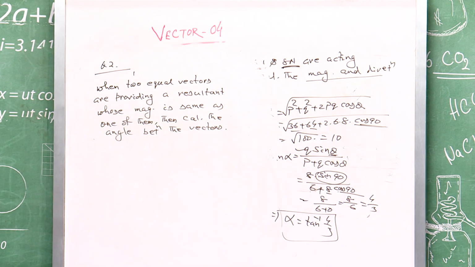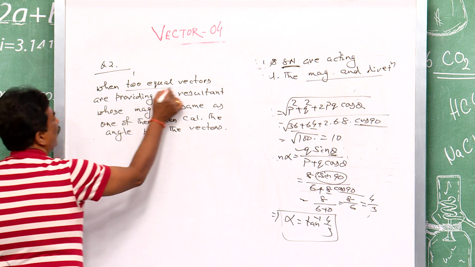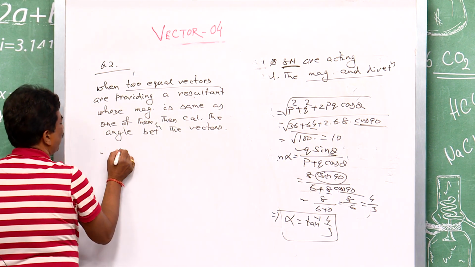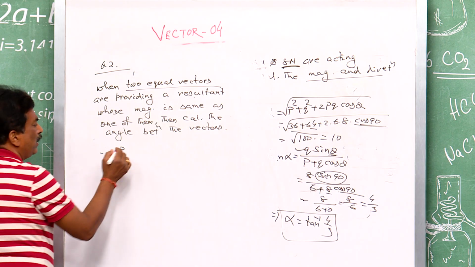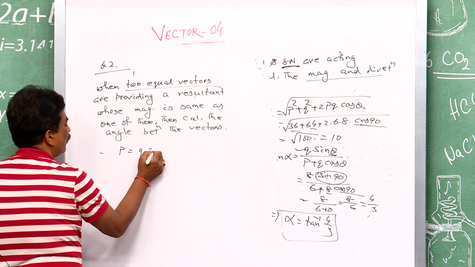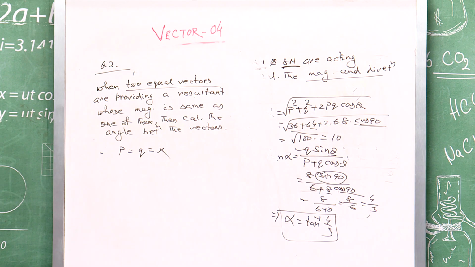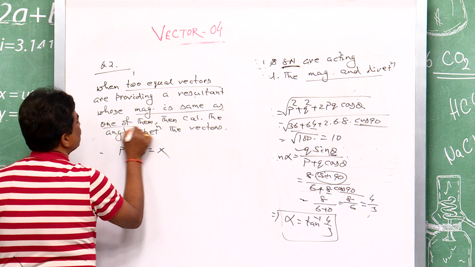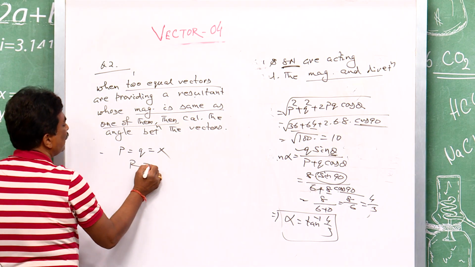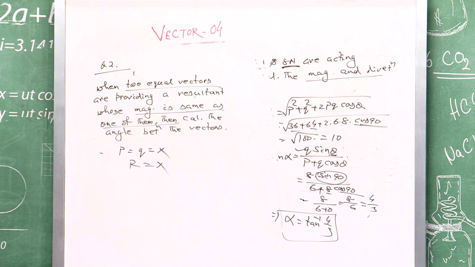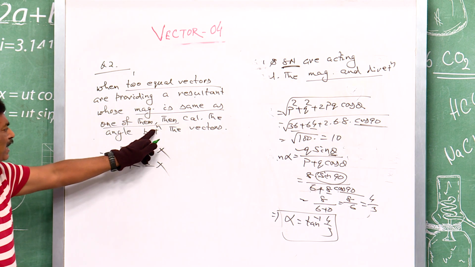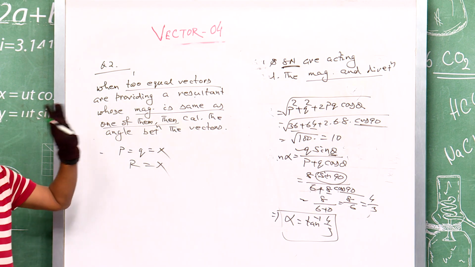This is one question for you. When two equal vectors give the resultant, 'two equal vectors' is just a hint I am giving you. If one is P and one is Q, they are the same. Let that be X, with the magnitude the same for both. So R is also the same. So P equals Q equals R, they are X because they are the same. Then calculate the angle between them.